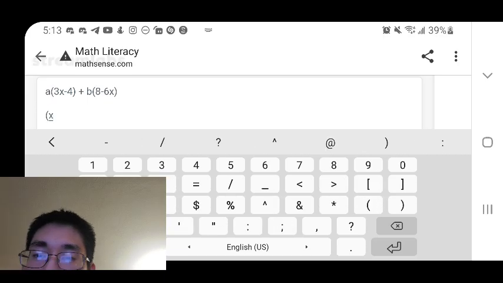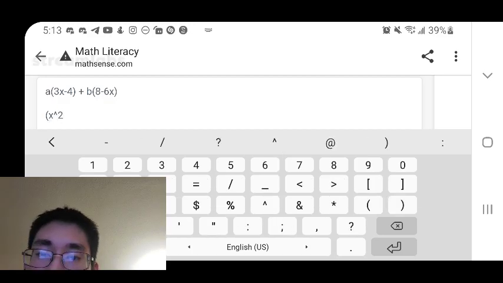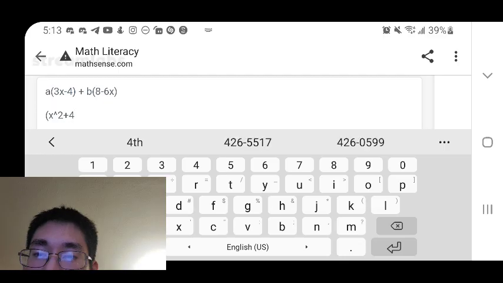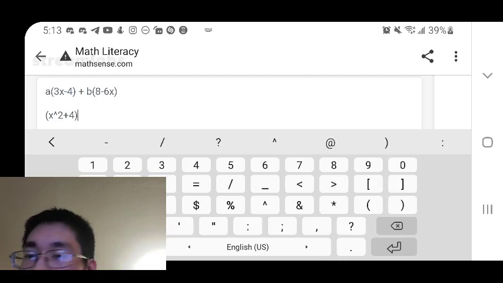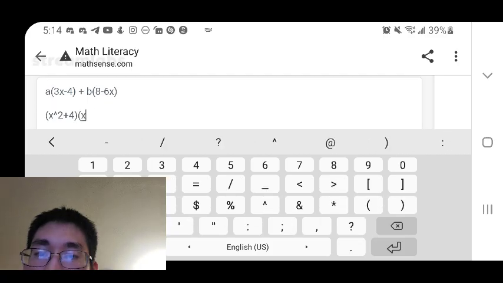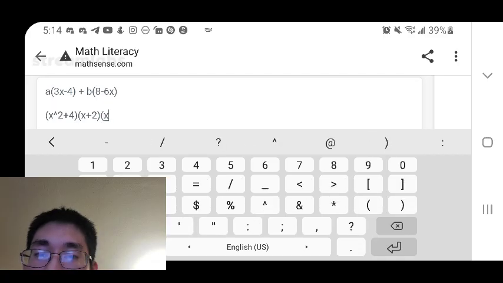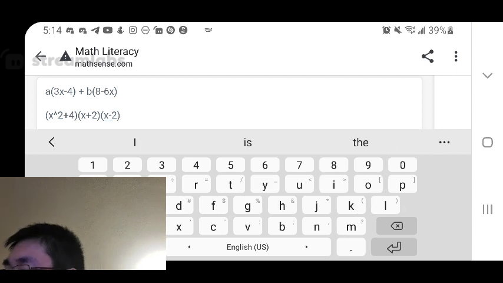Where's the thing on here? X squared plus 4, x plus 2, x minus 2. Can't simplify anymore.